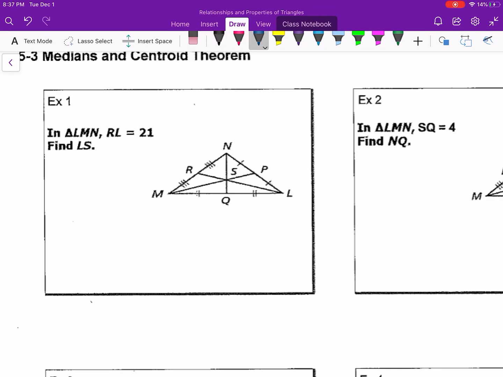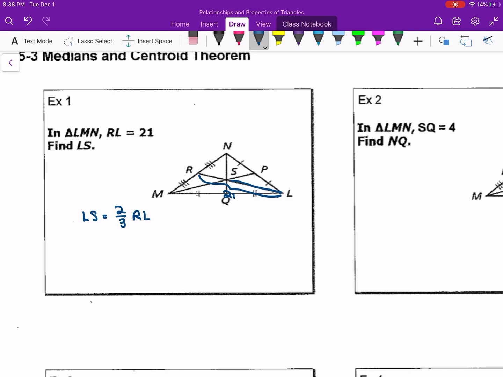All right, example number 1, you can see the triangle that we're given. We are told that RL is 21, so I'm going to mark that. That is the entire length of a median. And we are asked to find LS. If you look at the picture, LS is the longer portion of the median, so we're going to use the formula for the long piece. So that would be LS, the long piece, is 2/3 of the way, all the way across that median.